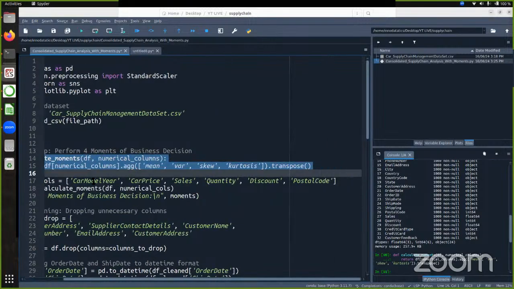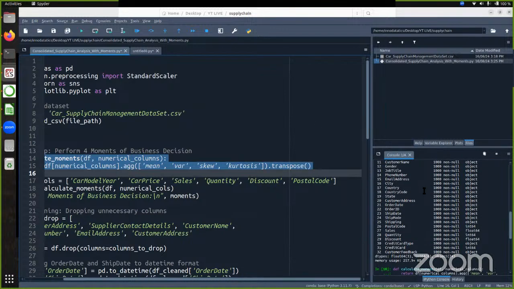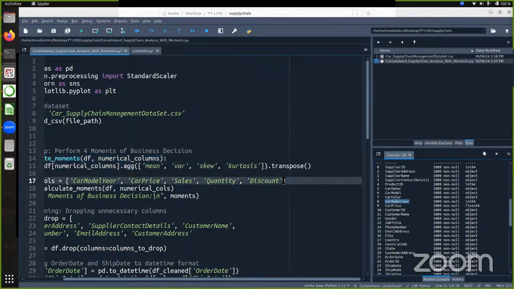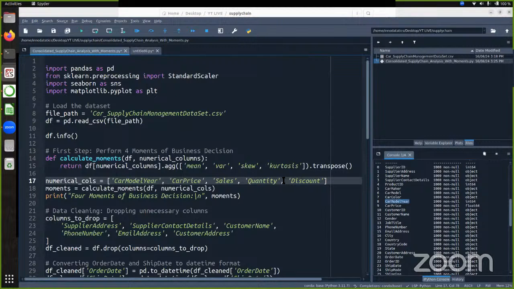What are the various different numerical columns? You can take a look at this data and try to identify them. Credit card number is given as a numerical column, but we don't need it. We have discount, quantity, sales. These are the primary columns for numerical data. Then we have car year, and we also have car price. We don't need postal code here, so I will remove postal code. So these are the primary numerical columns which we will be looking at.